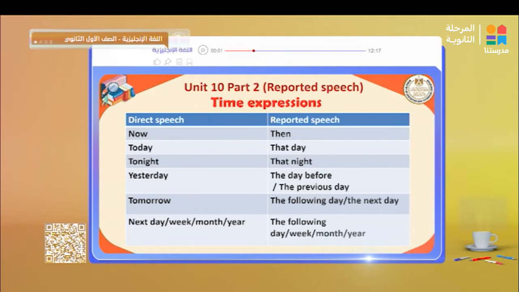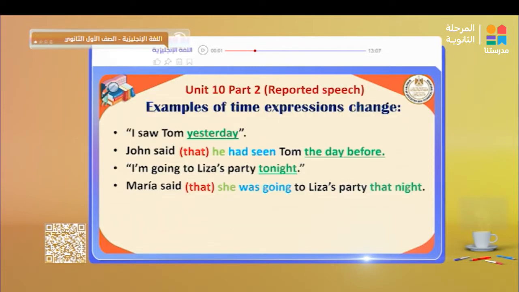So when I say yesterday, it's the day before. When I say last year, it's the year before. Anything related to the future will be the following. So instead of saying tomorrow, we say the following day. And instead of saying next year, we'll say the following year, and so on. Look at the example here.